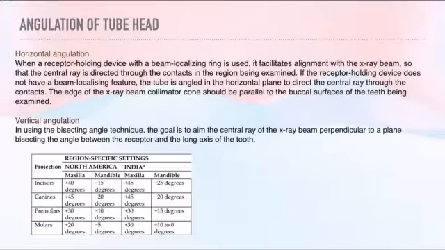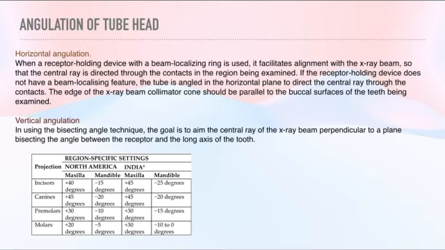Then, angulation of the head. For horizontal angulation, when a receptor holding device with a beam localizing ring is used, it facilitates alignment with the X-ray beam so that the central ray is directed through the contacts in the region being examined. If the receptor holding device does not have a beam localizing feature, the tube is angled in the horizontal plane to direct the central ray through the contacts. The edge of the X-ray beam collimator cone should be parallel to the buccal surfaces of the teeth being examined.